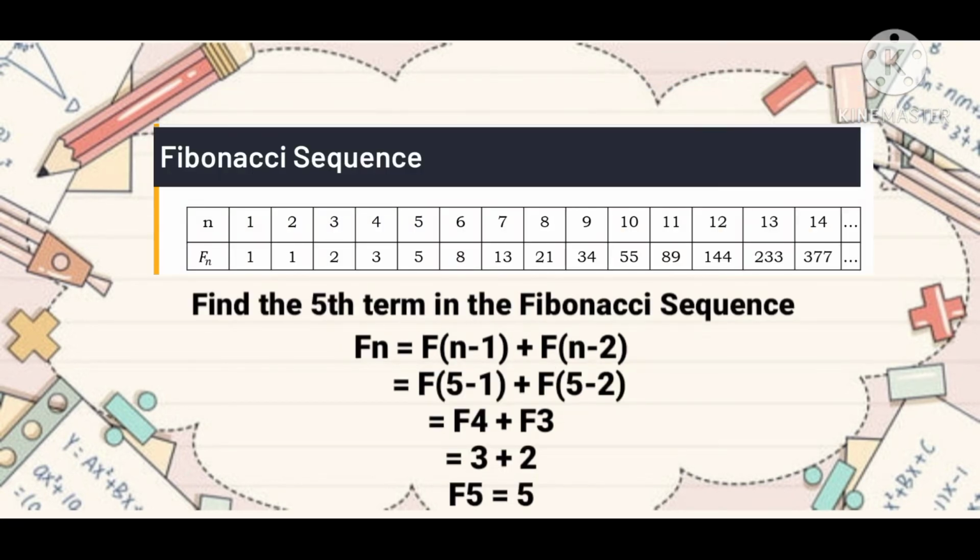Next example is find the fifth term in the Fibonacci sequence. So, same lang ulit. So, papalitan lang natin yung n natin ng 5. So, f sub 5 minus 1 is equal to f sub 4 plus f sub 5 minus 2 is equal to f sub 3. At ang ating f sub 4 and f sub 3 sa ating table is 3 and 2. So, 3 plus 2 is equal to 5. Therefore, the fifth term in the Fibonacci sequence is 5.